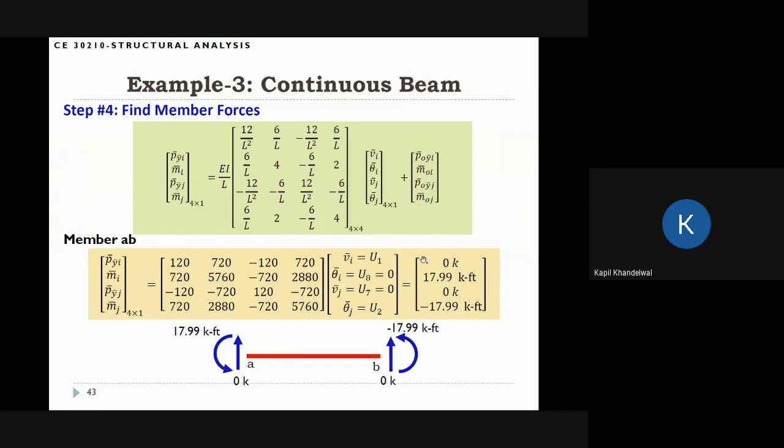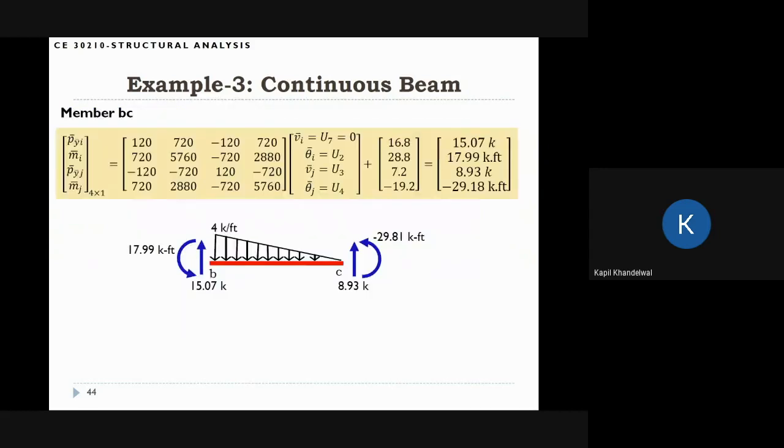Just add them together and you'll get this answer. These are the numbers we'll get here, and I'm showing the member forces in a free body diagram here. One interesting thing is that there are no vertical forces because there are no member forces acting here. So this is clearly under equilibrium, okay? This is the equilibrium for member AB, or the member forces for member AB.